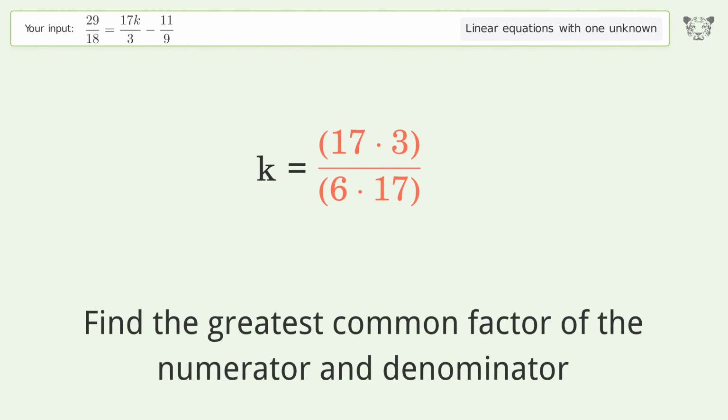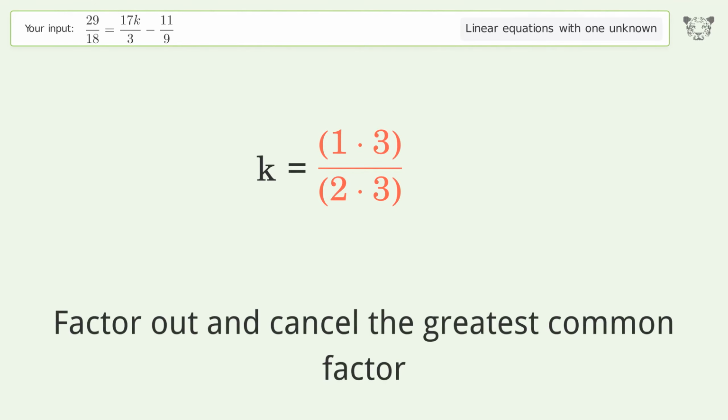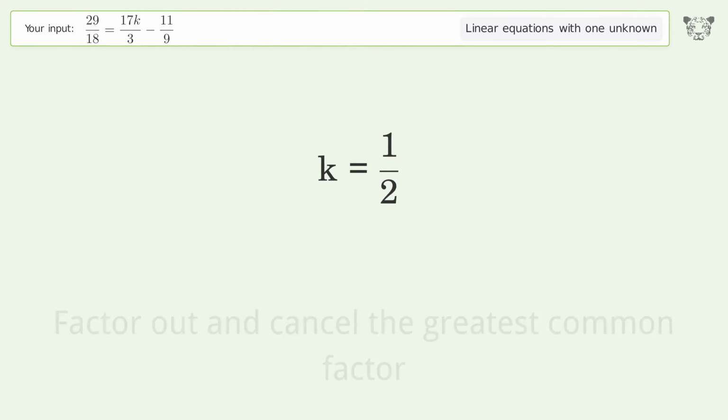Find the greatest common factor of the numerator and denominator. Factor out and cancel the greatest common factor. And so the final result is k equals 1 over 2.